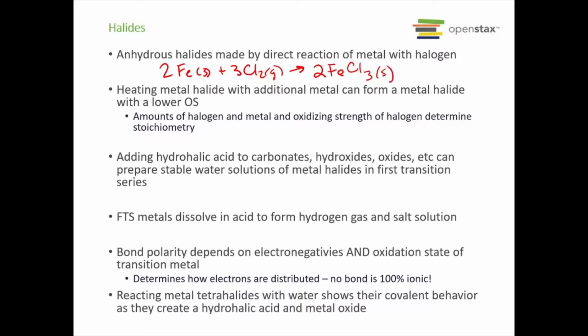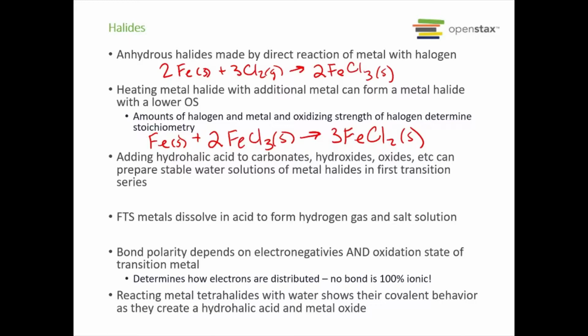Now, if we were to take a metal halide and heat it with some additional metal, we can form a metal halide that has a lower oxidation state. And the amounts of the halogen, as well as the metal that you're looking at, and the oxidizing strength of the halogen are going to determine the stoichiometry. So, for instance, if we take our iron metal and we react it with 2 iron 3 chlorides, we get iron 2 chloride. So it's kind of an interesting thing that these metals can do.